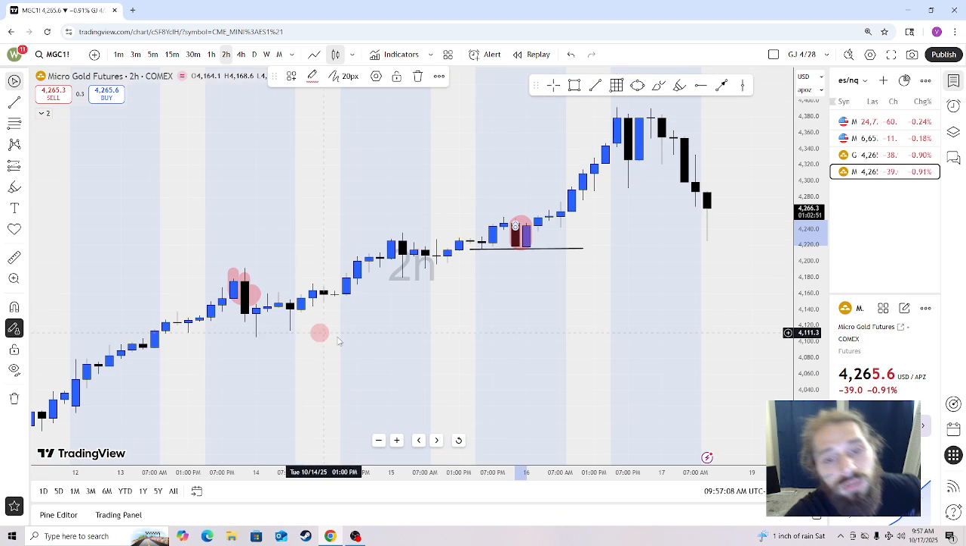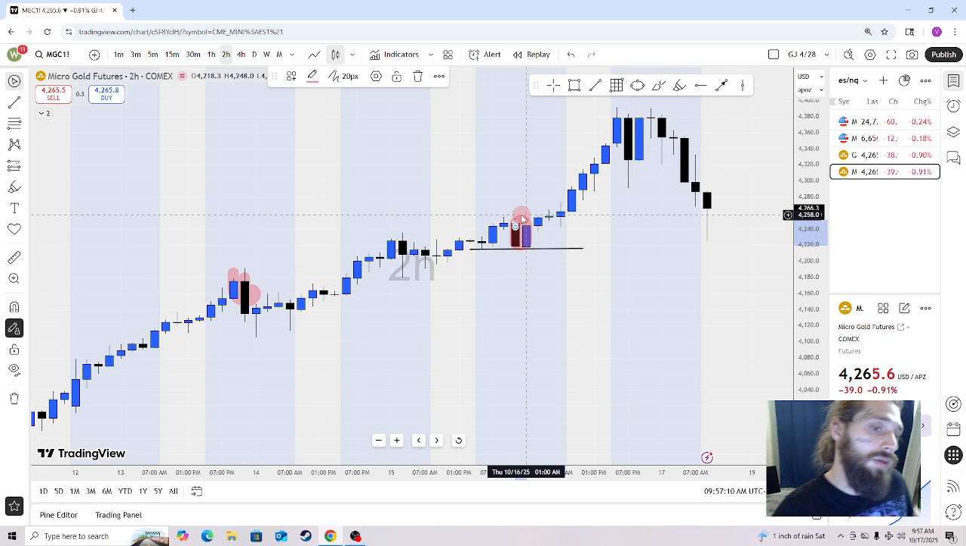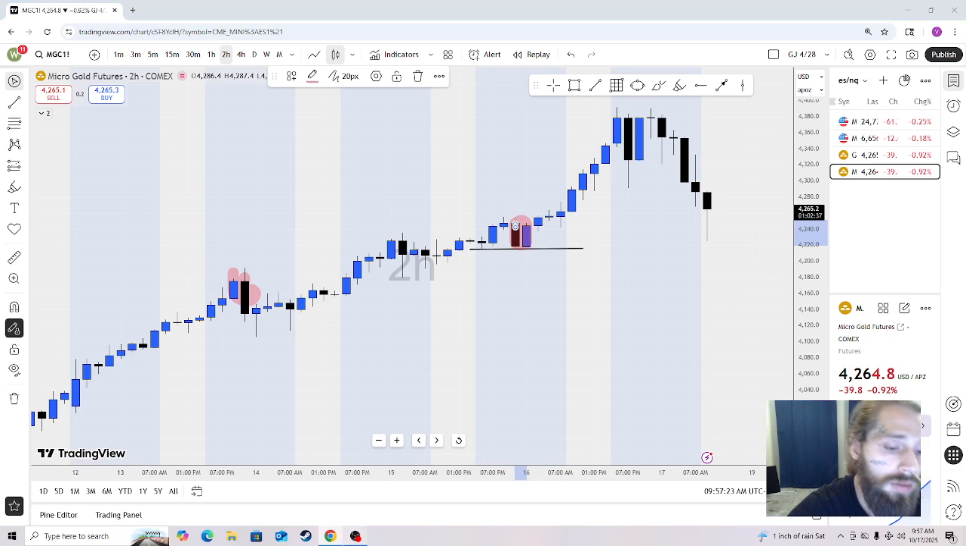But yeah, that pretty much sums up the candlestick anatomy. You can watch the video over and over again until you fully understand, because it's not complicated. There's nothing complicated about it. It's very straightforward information. It's not meant to confuse you. It's meant to be simple.